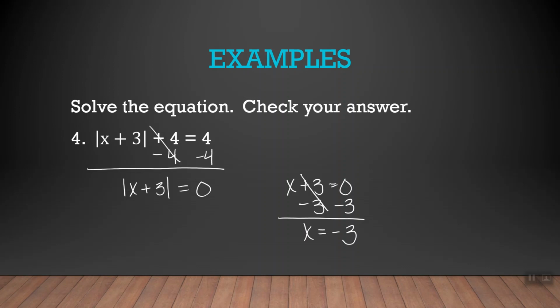I can go ahead and plug that back in. -3 plus 3 is 0. The absolute value of 0 is 0, and 0 plus 4 equals 4. So my answer does check. But you can see here in this line, when you have the absolute value set equal to 0, you are only going to get one solution.